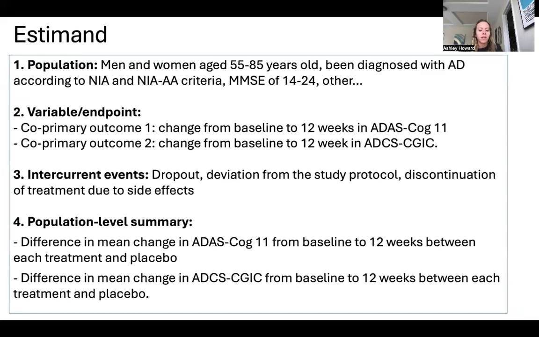Here's the detailed estimand with its 4 components. I previously discussed the population and variables. Listed are some possible intercurrent events that could occur. If these events did occur, we would need to check for dropout due to bias through sensitivity analysis. If these events are not due to randomness, we would need to implement some sort of follow-up. The population level summary will be discussed more in the statistical analysis plan.